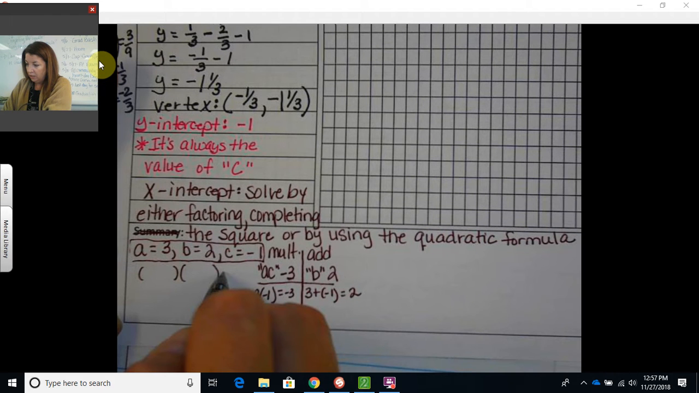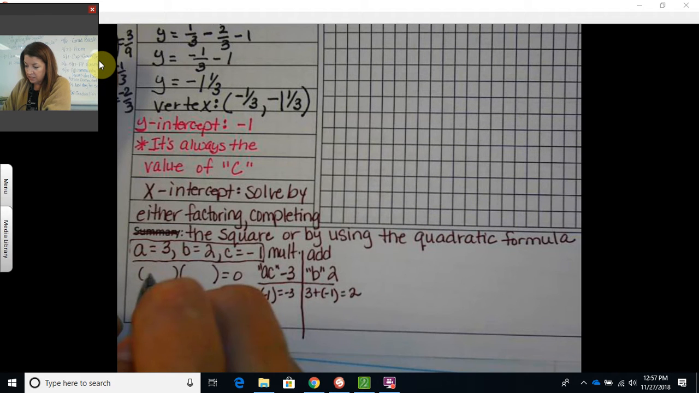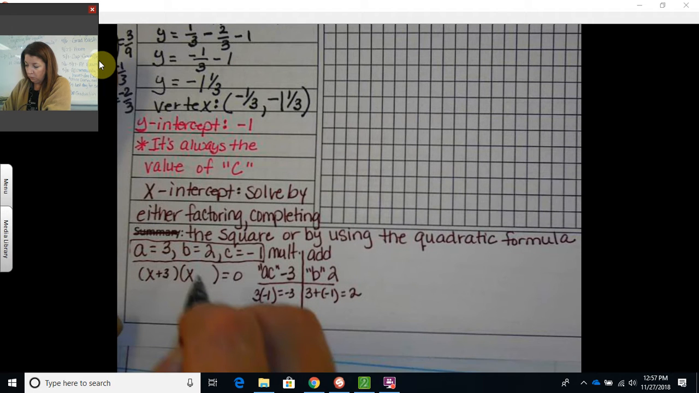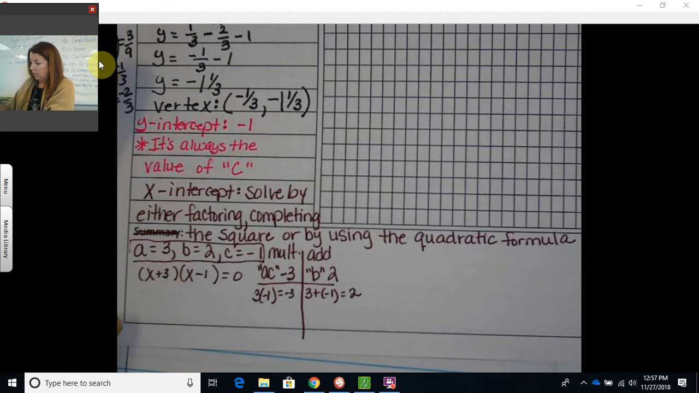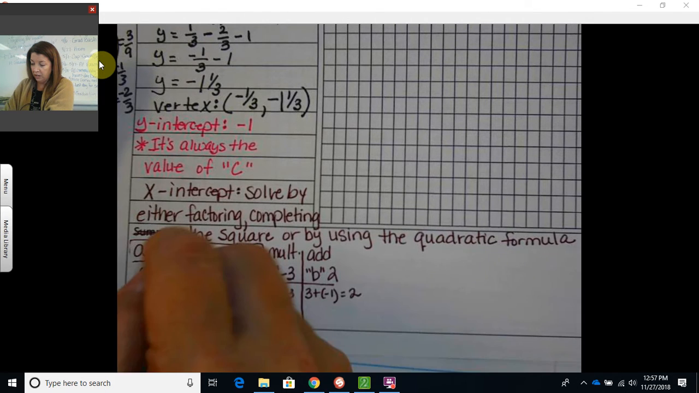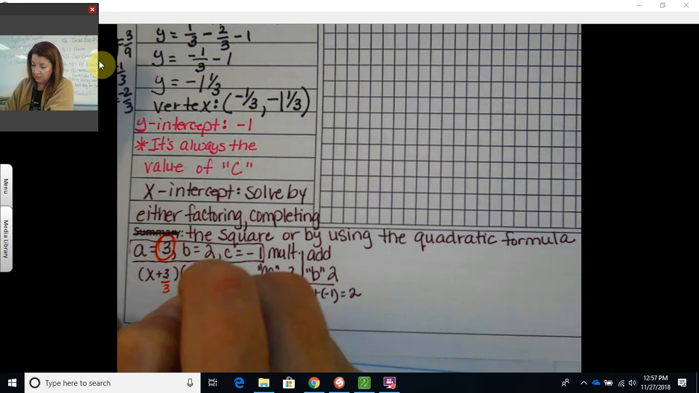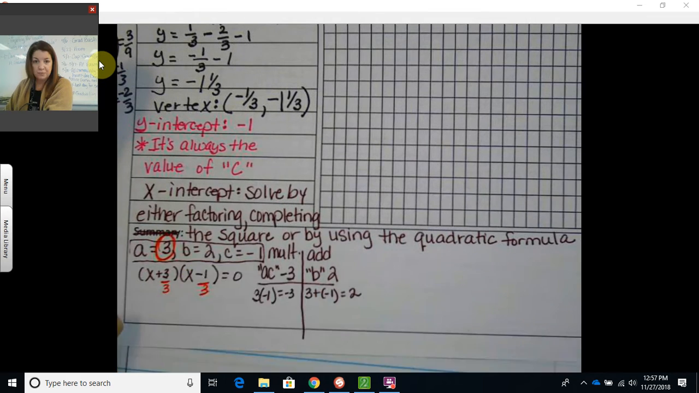The variable is x. And then we look at our t-chart. We need a +3 and a -1. Is it going to be important that we divide and slide on this? Yes, because A is some number other than 1, right? So we're going to divide or we're going to slide by A. X plus 3/3, divide or slide?